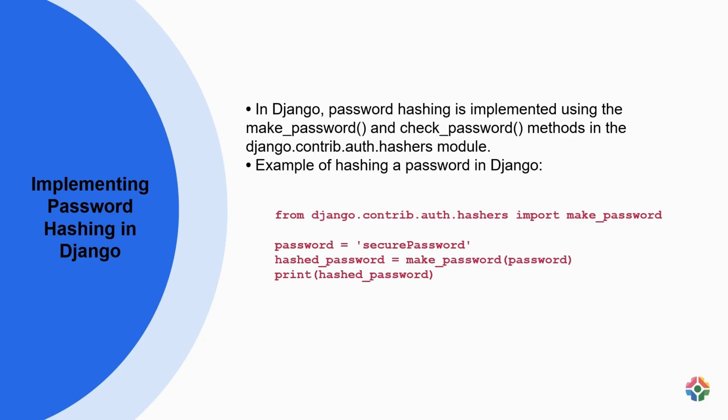In practical terms, consider a scenario where a user registers on a website and creates a password. The website hashes the password using make_password before storing it in the database. In recurring login attempts, the stored hashed password is compared to the user-provided password using check_password to authenticate access, instilling a protected authentication mechanism.